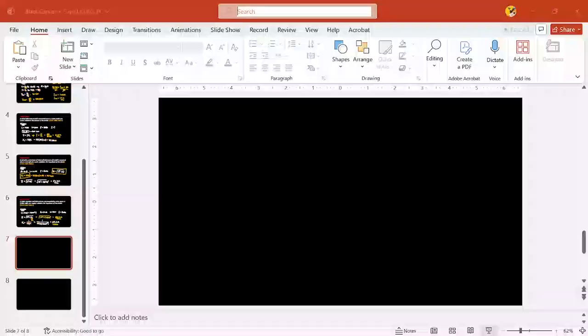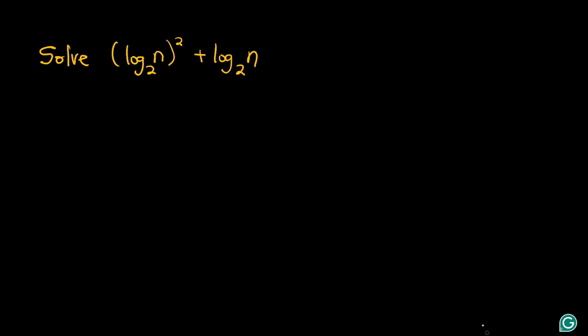So over here, we have another example. We have to solve (log base 2 n)^2 + log base 2 n^3, and this is equal to 10. So this is the expression we are supposed to solve. So I'll write here my solution to this particular problem.